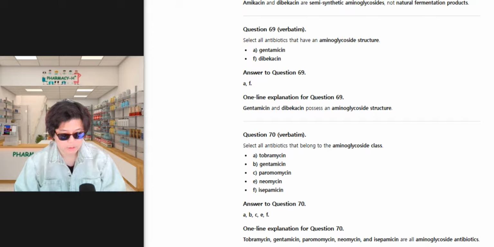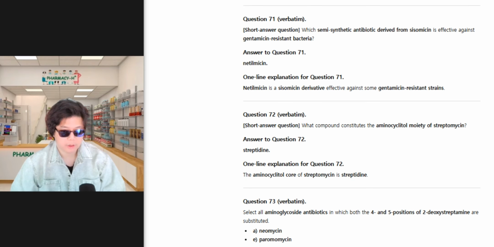Question. Select all antibiotics that belong to the aminoglycoside class. Answer. Tobramycin, gentamicin, paromomycin, neomycin, and astromicin. These are all aminoglycoside antibiotics.